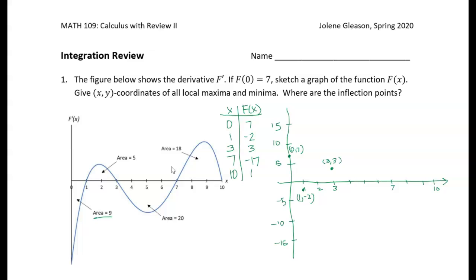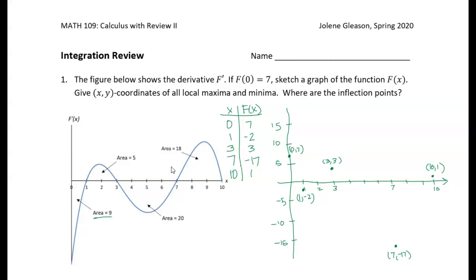And then we know the value of the function at 7 is -17. So I'll put that about here. 7 comma -17. And then let's see, we have 10 comma 1. Okay, so I'll put that about here. 10 comma 1. Okay, so there's some points on our graph.